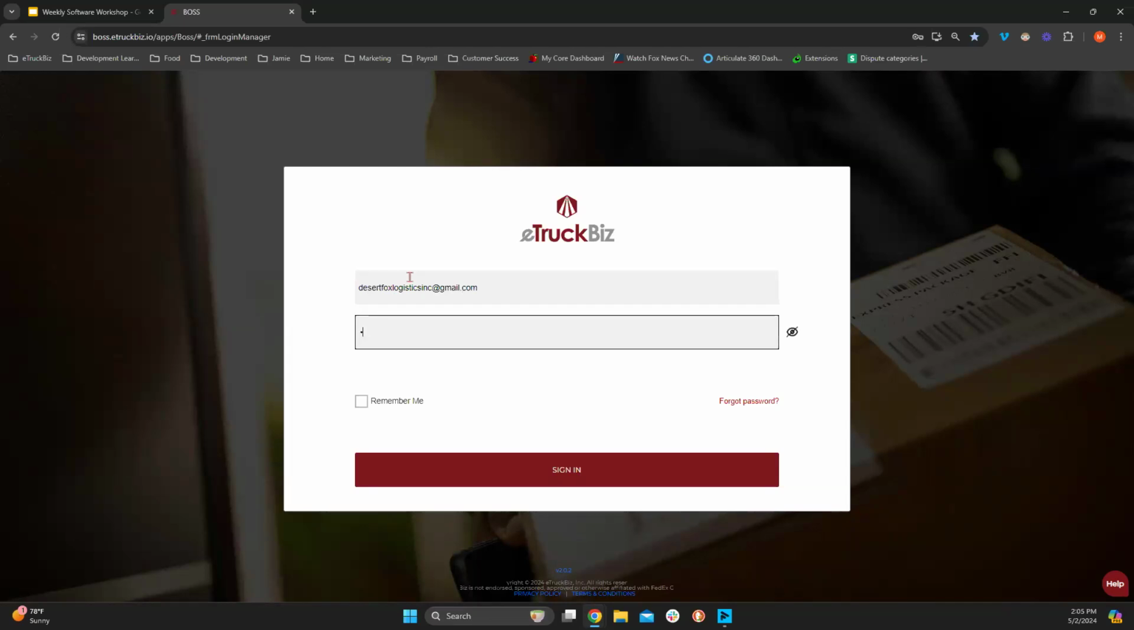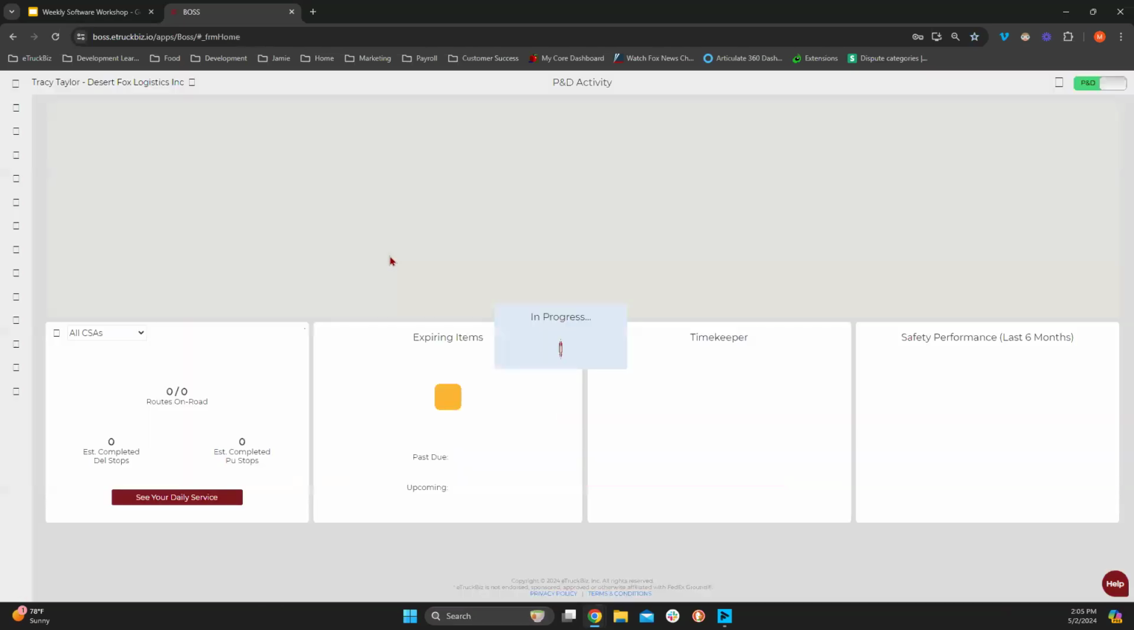Make sure I didn't just put my caps lock on because that would be bad. Sometimes I type too fast and get ahead of myself.